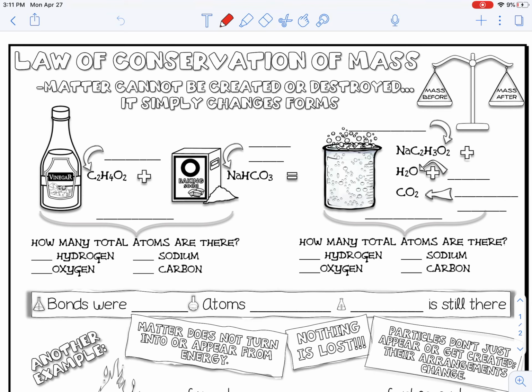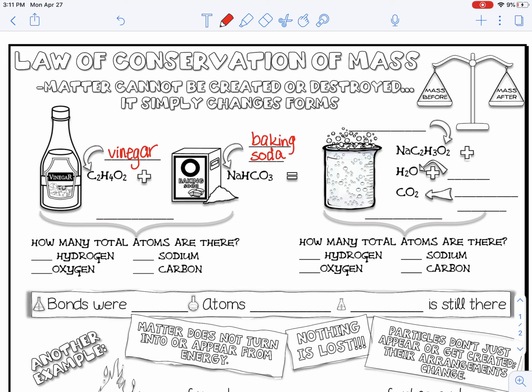So if we look at this picture here, I have vinegar, as soon as my pen decides that it wants to write. Vinegar, and it tells me that the chemical formula for that is C2H4O2. I have baking soda, which is NaHCO3. And we know that if we've ever mixed these before, baking soda and vinegar make this bubbly reaction over here.